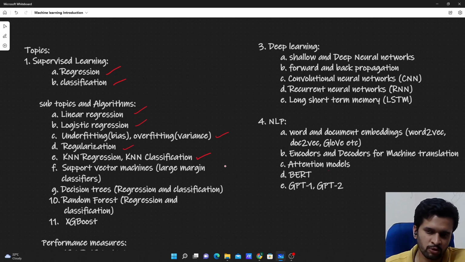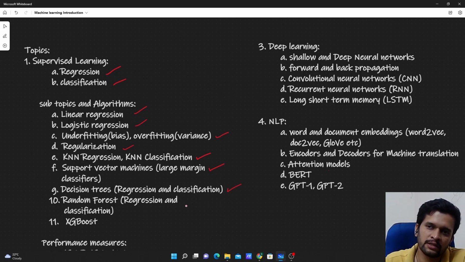I will talk about support vector machines as well. This is one of the most powerful algorithms available for classification purposes in today's world. They are also called large margin classifiers. Usually we make use of them if we have solid domain knowledge, domain understanding. Then I'll talk about decision trees for both classification and regression.